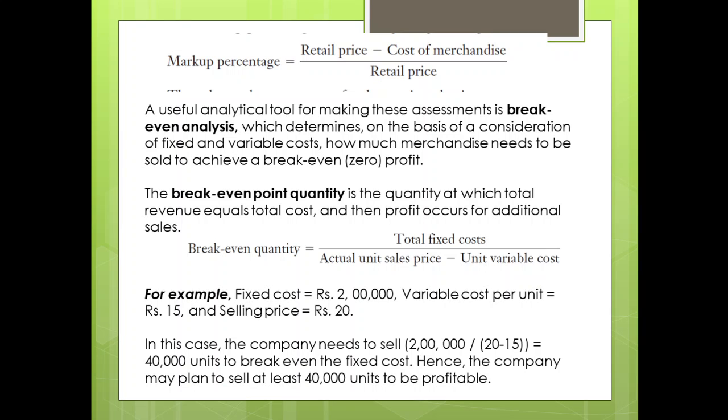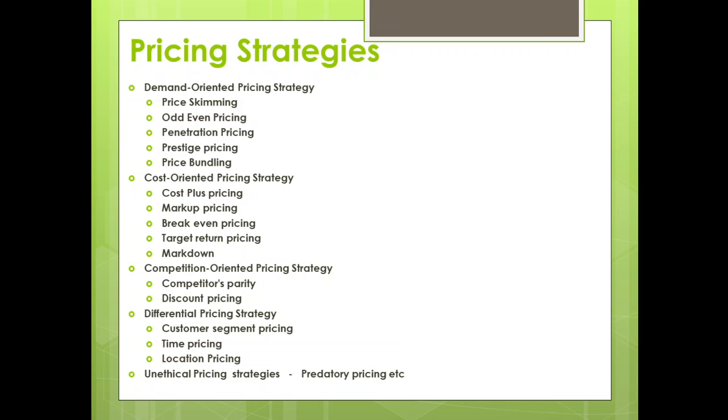So markup percentage is equal to the retail price minus the cost of the merchandise, that is, selling price minus cost price, upon the selling price. That gives me an idea of the markup percentage, or what percentage the product is sold at. So if the retailer already has a markup percentage in mind, then from the same formula I can also get to know at what price I should sell the product. If I'm already saying 10% should be my markup percentage, then I can calculate the retail price again from the same formula, and I can see what price I should sell the product at.